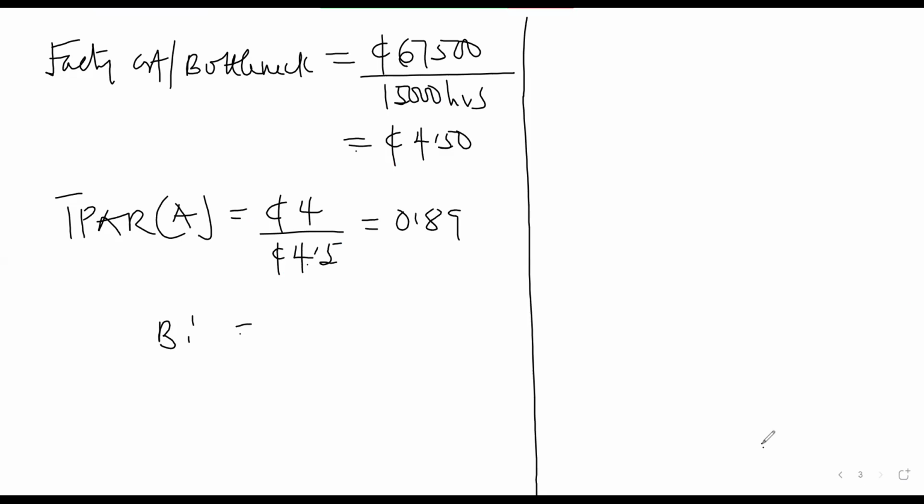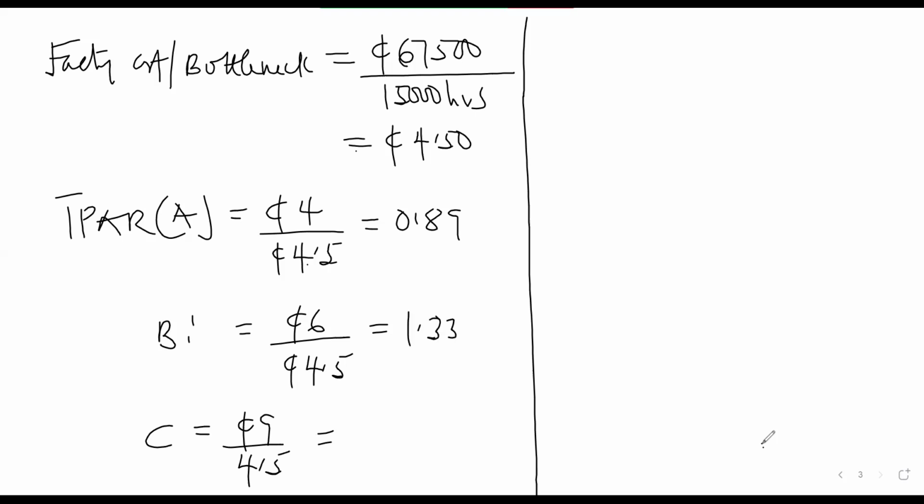Let's go to B. For B, are we going to be having 6 over 4.5? Yes. Okay. The C, are we going to be having 9 over 4.5? The B is 1.33. Okay. So the last one, would the C be 2? Yes. Okay. C will be 2.